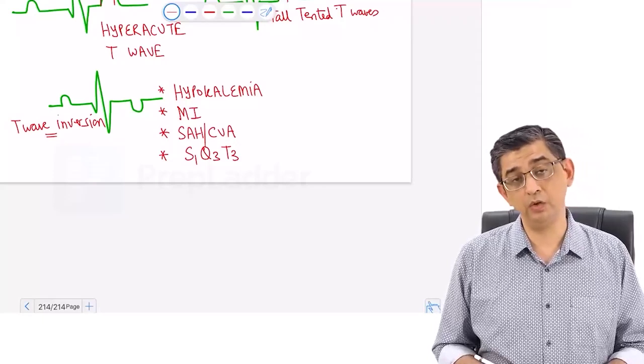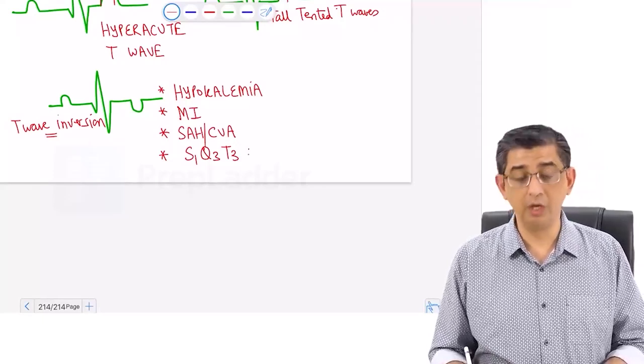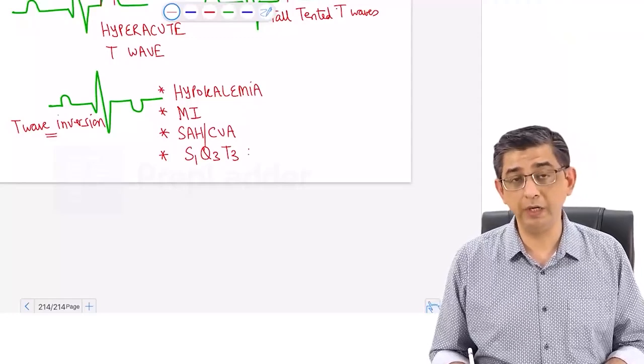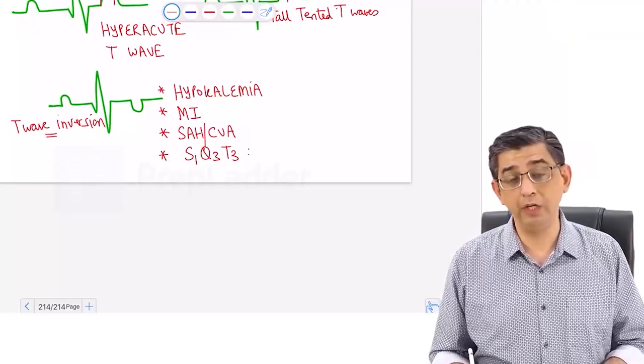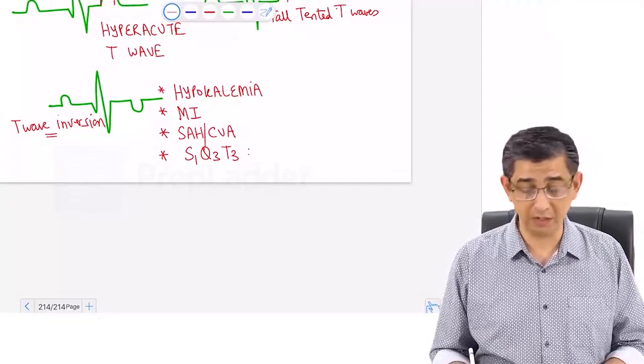Then T wave inversion can also be seen with S1Q3T3. The meaning of S1Q3T3 would be deep S waves in lead 1, then deep Q waves in lead 3, and then T wave inversion in lead 3.